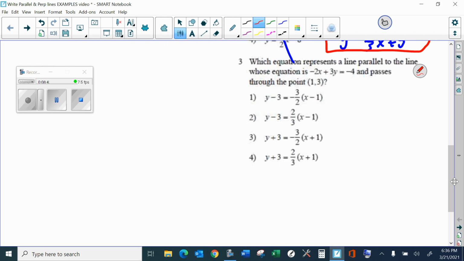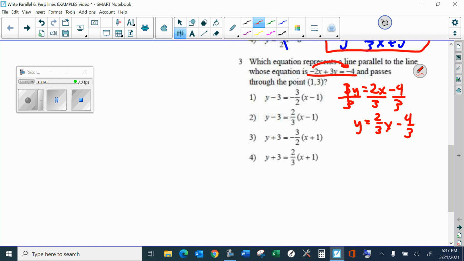Number 3, which equation represents a line parallel to the line whose equation is given? Notice this is almost in standard form, except for A is not positive, otherwise it is in standard form. So we need to solve for y first. So 3y equals, I'm just adding the 2x across, minus 4, this is all pre-algebra. Divide by 3 on each term, know your vocab. So 2/3 x minus 4/3. We want it to be parallel, so it's the same slope. So there's my slope. Parallel slope equals 2/3.